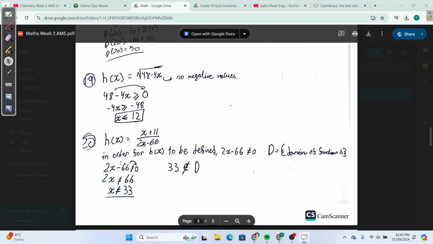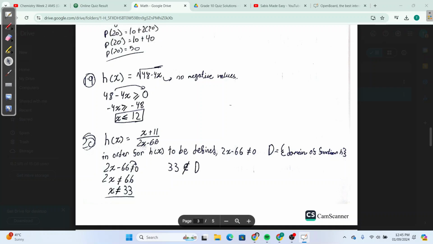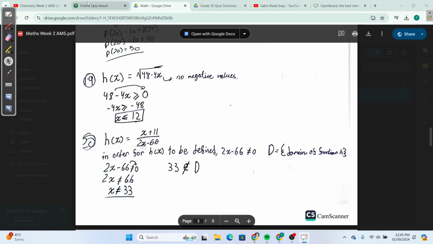Now, 2x minus 66 cannot be 0. Take 66 to the other side. x cannot be 33, which is our answer.